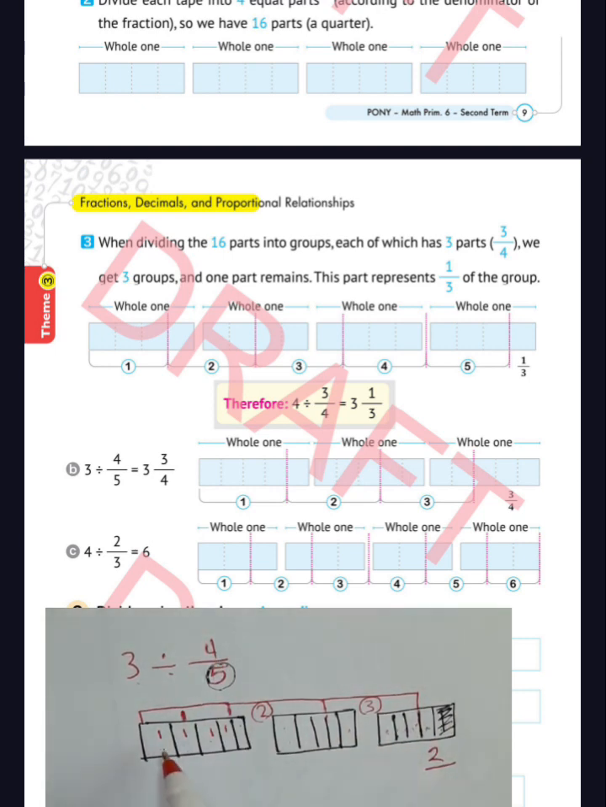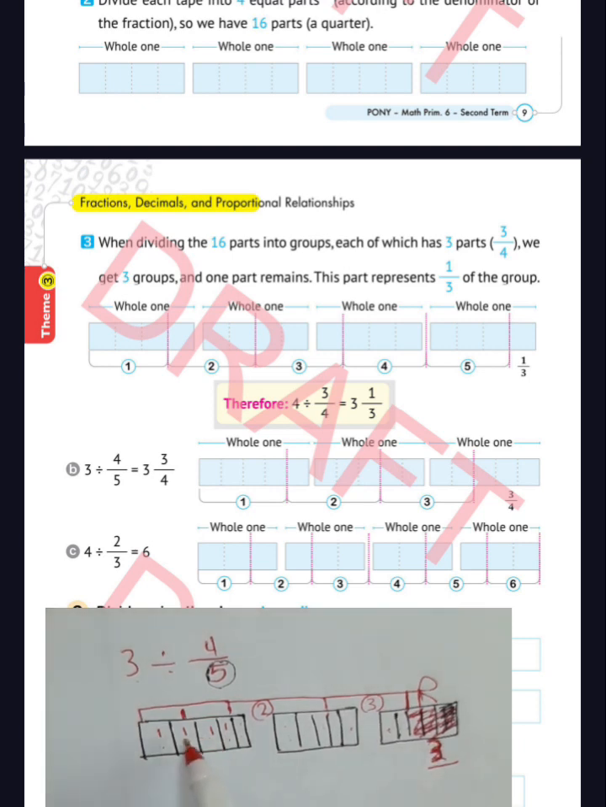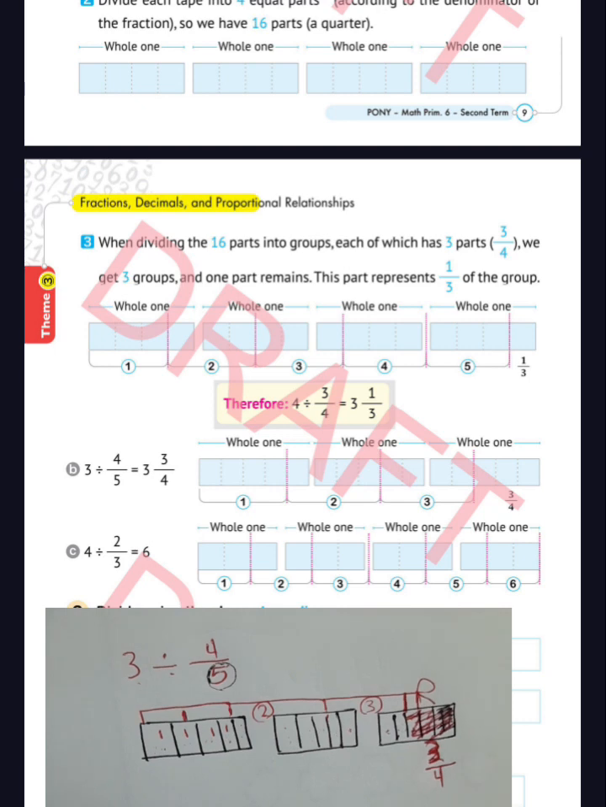Count four: one, two, three, four. One, two, three, four. Okay, four here. Then it will be the remainder. This part, the remainder. How many parts? One and two and three. We have three parts remainder, from each one of them that contains four. Okay, then the remainder here is 3/4.